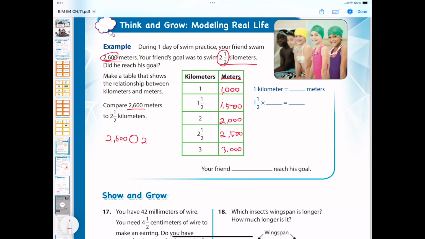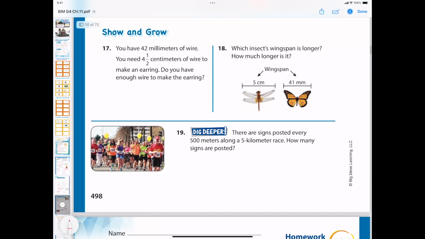And your friend swam more, which is what? 2.5. Okay, so 1 kilometer is equal to what? 1,000 meters. And 1.5 is what? 1.5 times 1,000 is going to be 1,500. Okay, and then your friend is what? Yes, did reach his goal, because 2,600 is greater than what? 2,500.